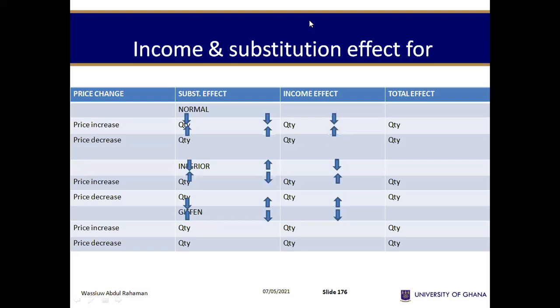So today we are going to look at the total effect of a price change, how you can decompose that into substitution and income effect. To explain this, I'm going to switch to the whiteboard to explain the total effect of a price change and how we can decompose that into substitution and then income effect. Right. So let me just quickly switch to the whiteboard.